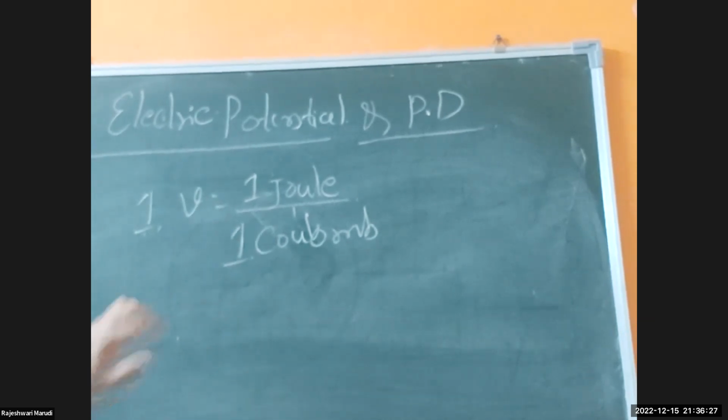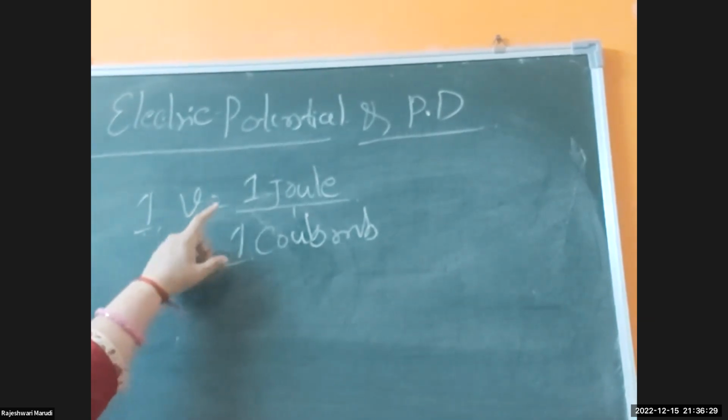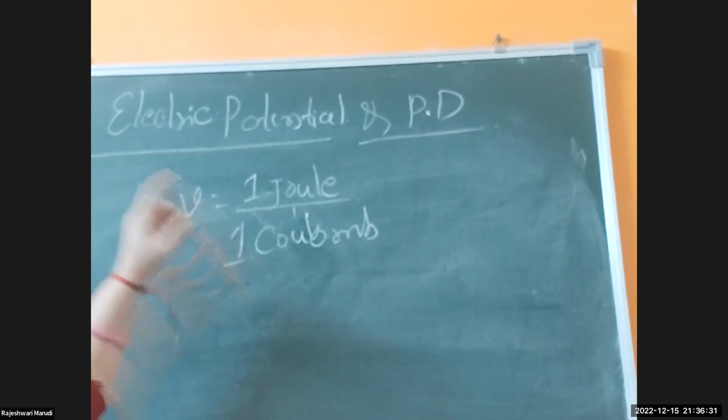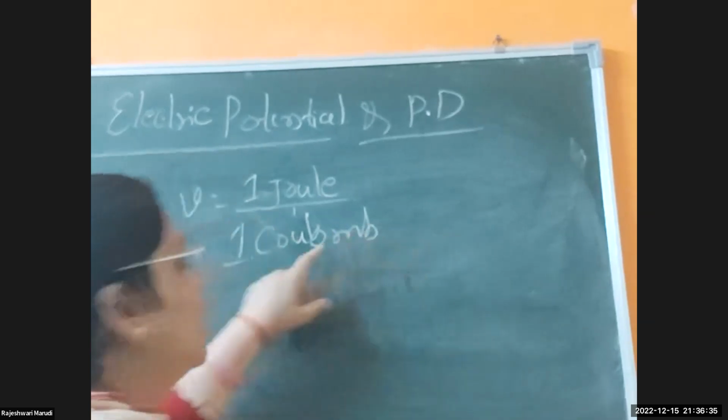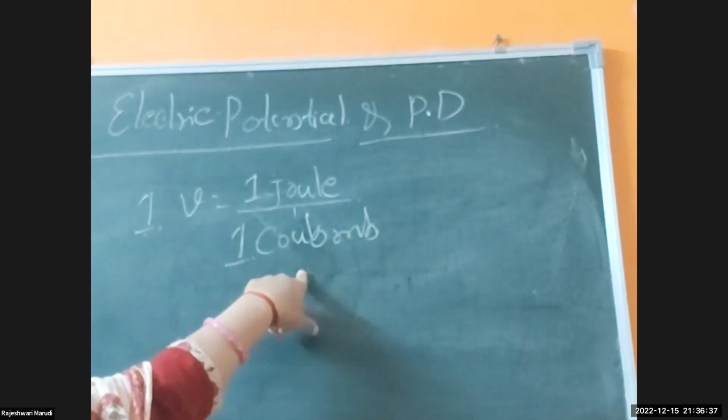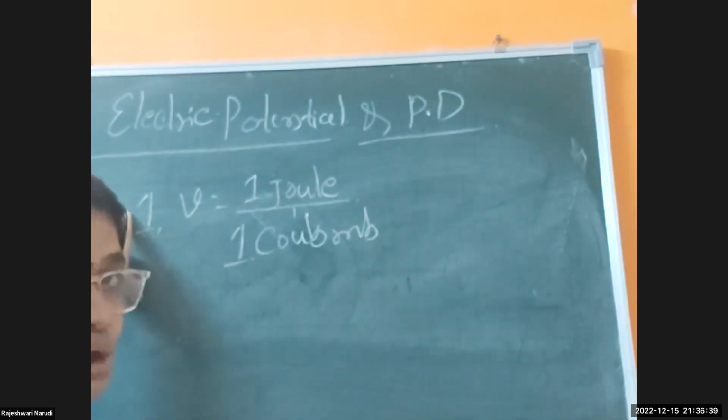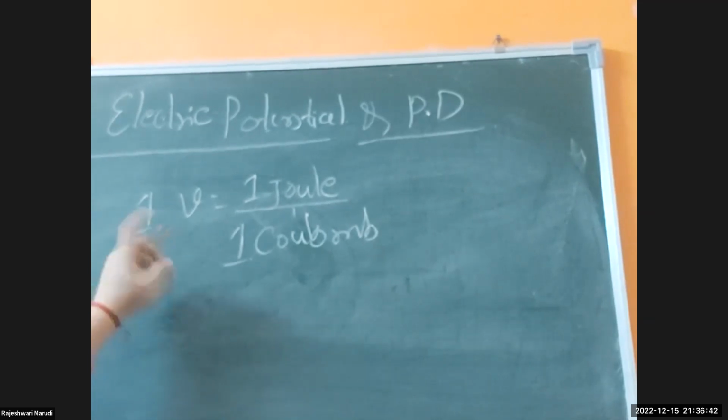1 volt can be defined as 1 joule of work done to move 1 coulomb of charge from infinity to a point in an electric field. Then that is called 1 volt.